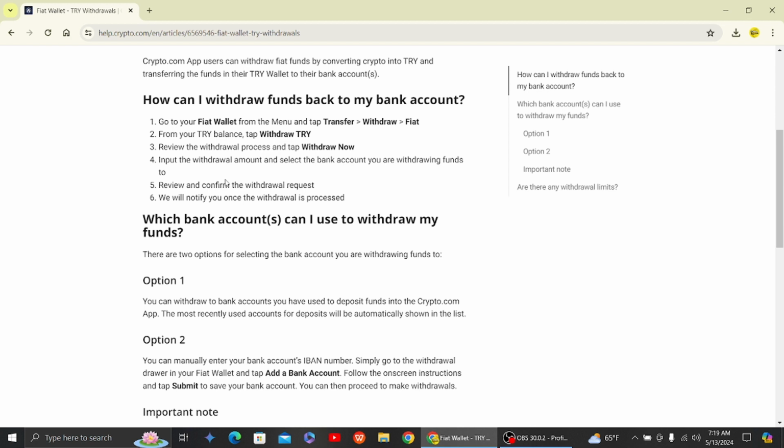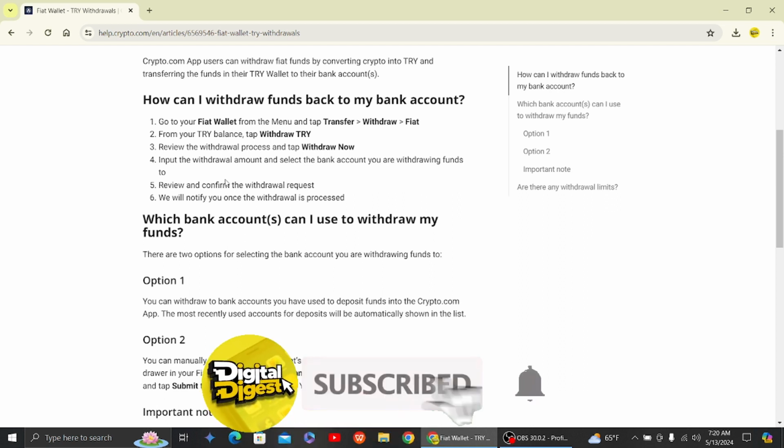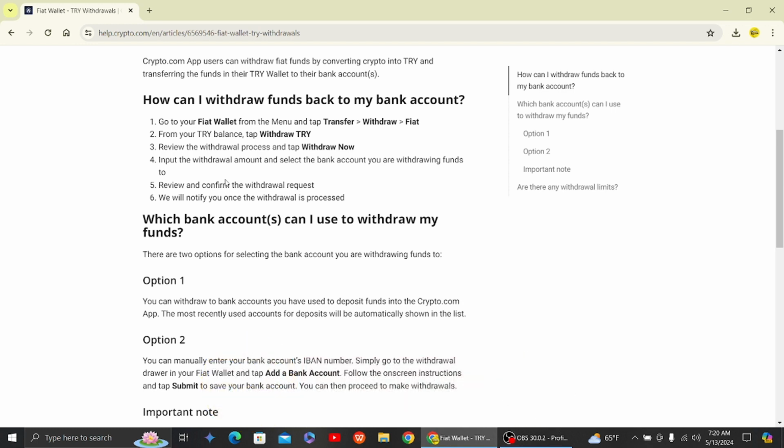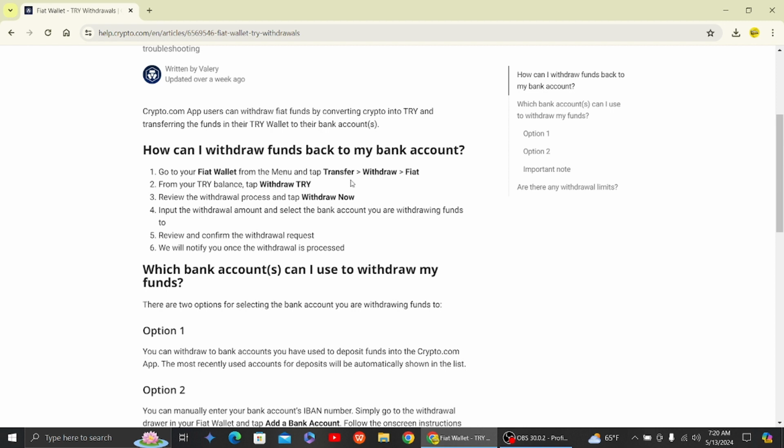Next, input the withdrawal amount and select the bank account you are trying to withdraw the funds to. Next, review and confirm the withdrawal request, and finally the staff from crypto.com will notify you with the withdrawal process themselves. So that's it. That is how you will be able to withdraw money from crypto.com to your bank account.